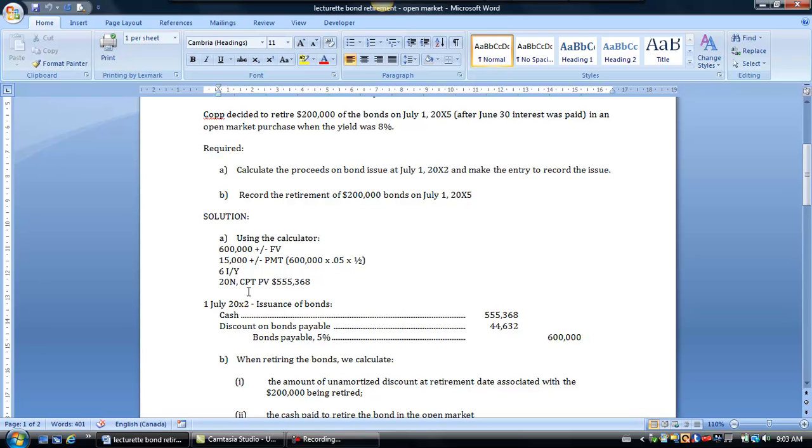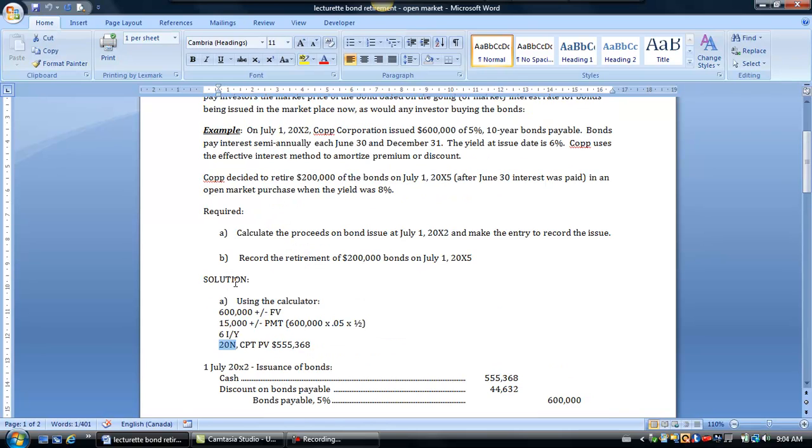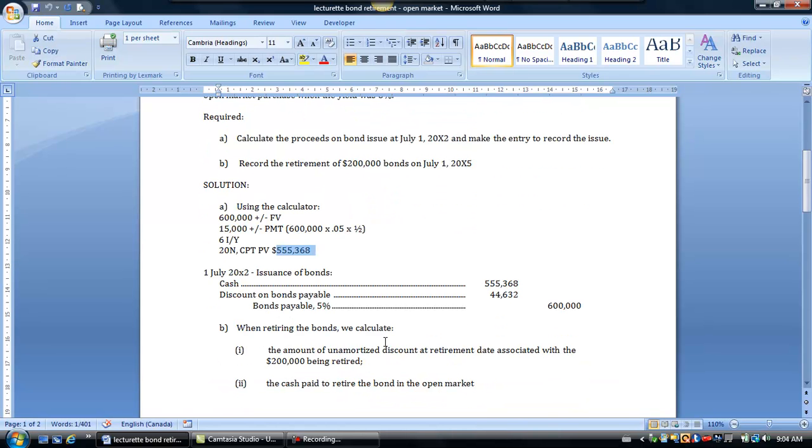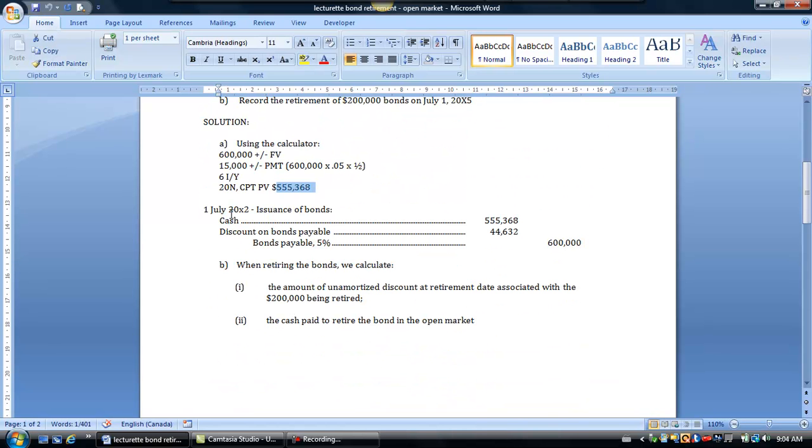Our interest rate at the issue date, the yield, is 6%, so we're not using that 8% yet. We're going to use that to calculate the amount of cash that we're going to pay out to the investors to retire the bond. And don't forget, we have 20 periods, right? Because they told us it's a 10-year bond, and we calculate N based on the number of interest payments we're making, and we're making 2 payments a year. So 10 times 2 is 20. So when we compute PV with our calculator, we're going to get $555,368.